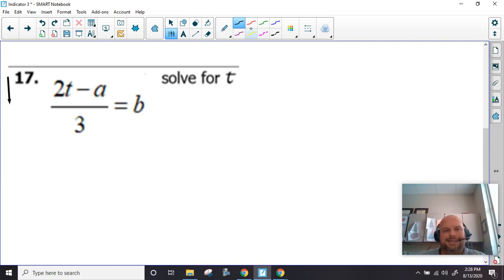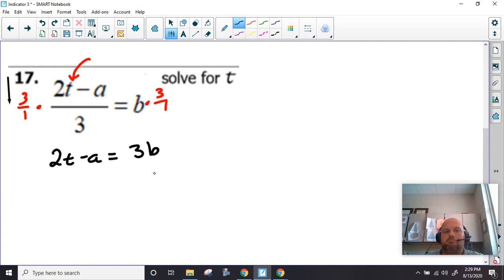Now, we're solving for t. It's way deep in there. Big layer. All that's being divided by 3. So multiply by 3 over 1. Okay. 2t minus a equals, now you can actually multiply a b and a 3 like this. 3b. Like we did on the other ones. Nothing has changed. So we still want t by itself, so I got to add an a.